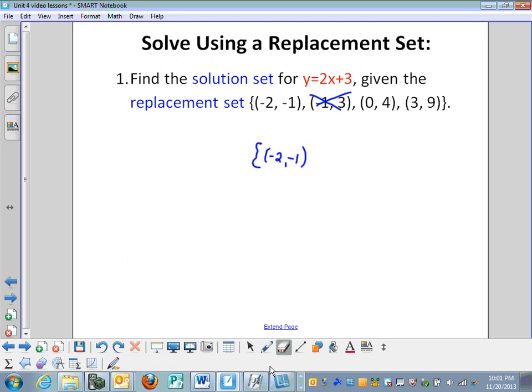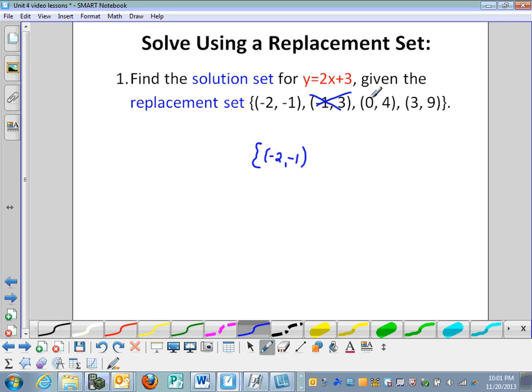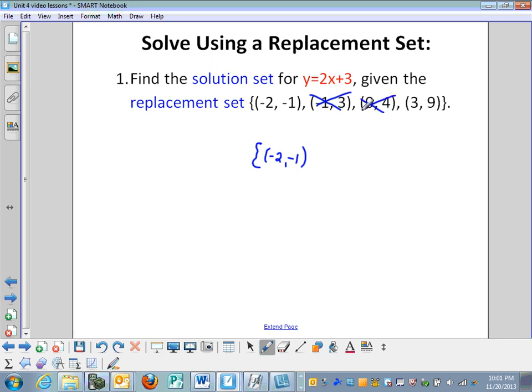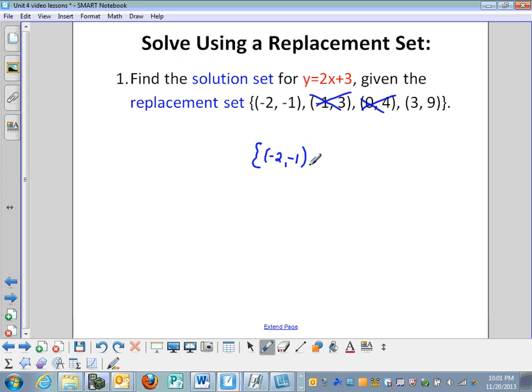All right, and back to the calculator. For (0, 4), I can just type in 0, enter. Well, (0, 3) is on the line, so (0, 4) is not part of the solution set. And type in 3 for x, and I get 9. So (3, 9) is part of the solution set. I put a comma, and then the ordered pair (3, 9). So the solution set for y equals 2x plus 3, given this replacement set, is (-2, -1) and (3, 9).